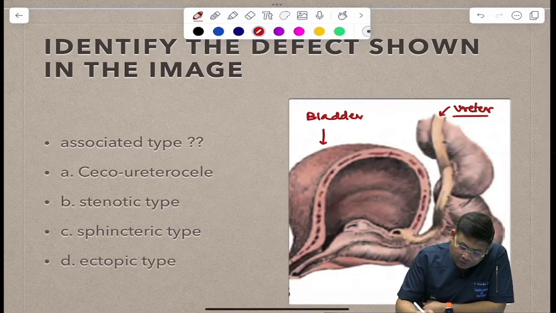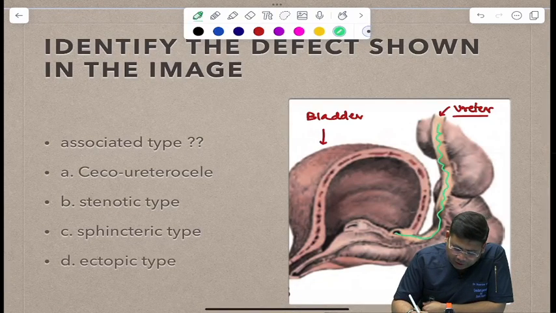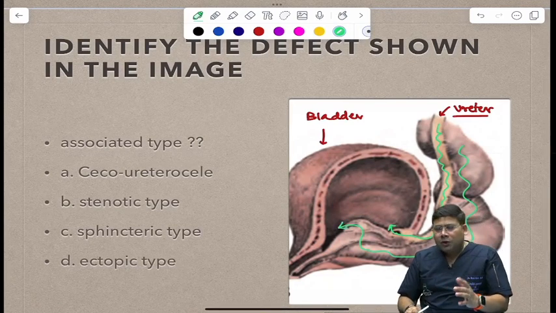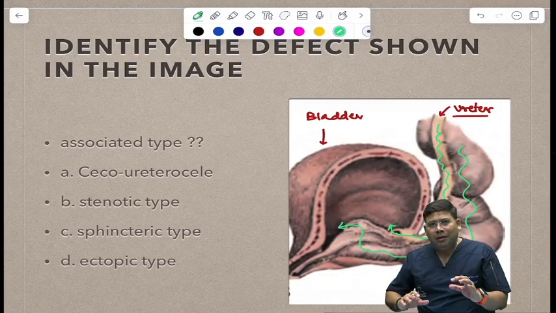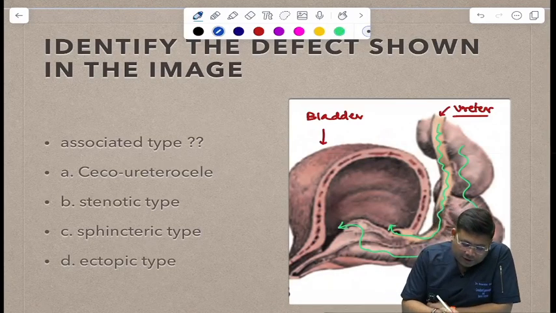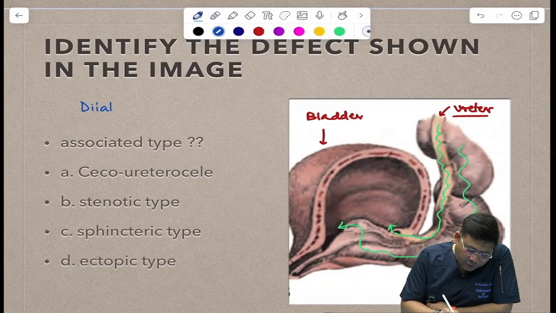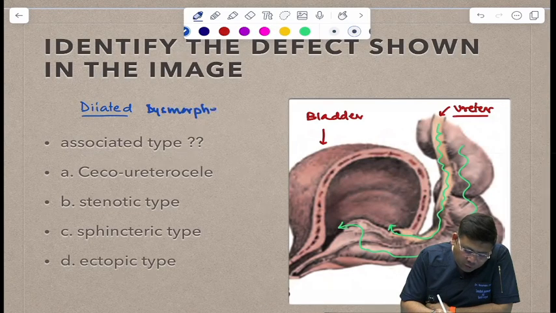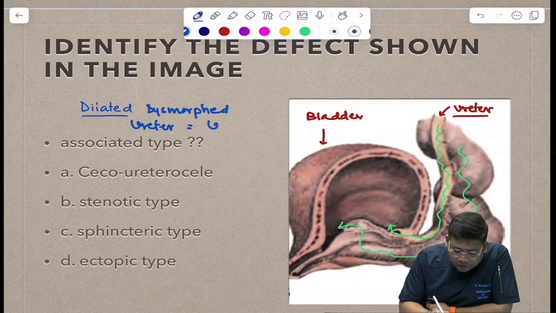So this is the first ureter, which is normally going and opening here. So this is the opening that we are seeing. Can you see this ureter? This is opening here, but actually this is grossly dysmorphic and you can say dilated, cystic ureter, yes or no? So dilated and along with that dysmorphic ureter, and this is what is known as ureterocele.